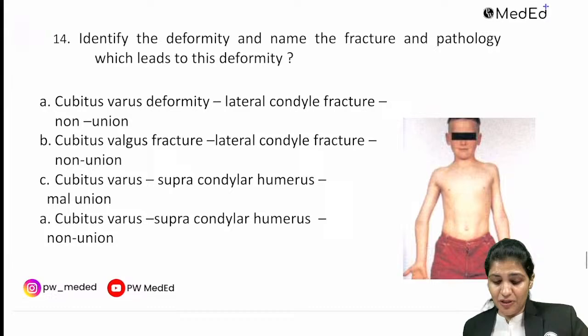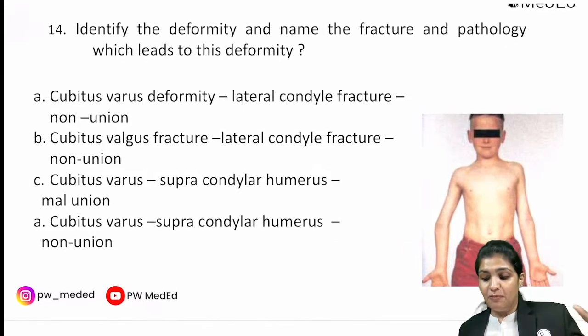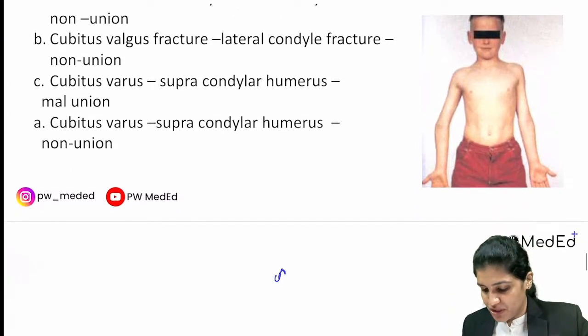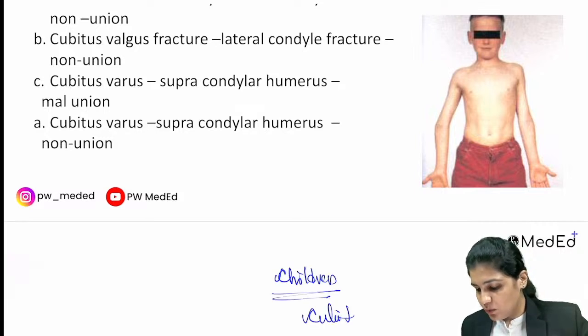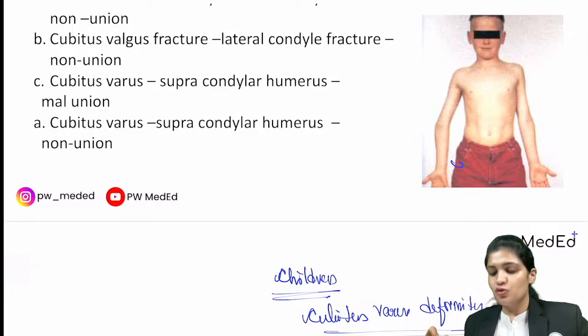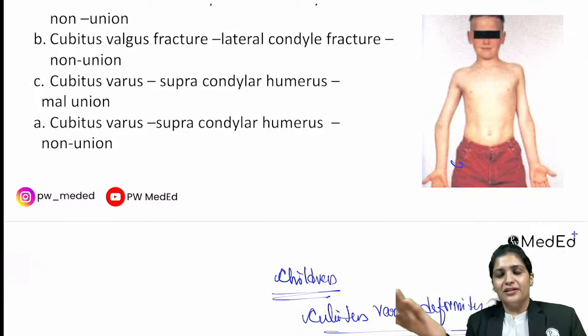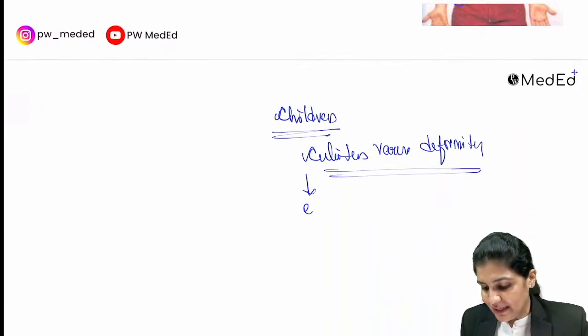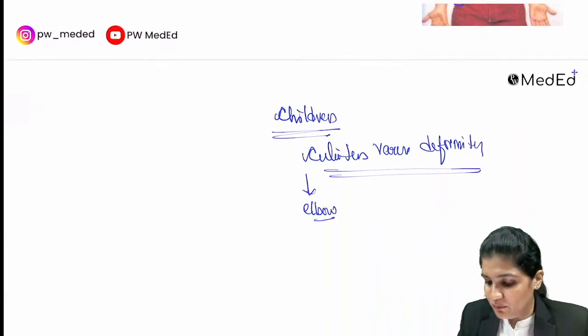Now the next question is about the deformity, the name of the fracture, and the pathology which leads to this deformity. If you see this deformity, it is very easy and very commonly seen in children, and it is nothing but cubitus varus deformity. How did I tell it is varus? Because the distal part is coming towards the midline. Whenever the distal part is coming towards the midline, this is varus, and when it's going away, it is valgus.